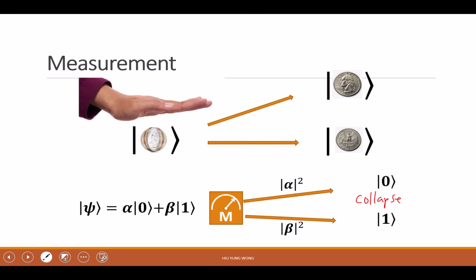Now come back to the meaning of the coefficient. If this represents probability, then the sum of the squares of these coefficients must be 1, because when you do measurement, you definitely get one of the states. So the probability of getting any of these basis states needs to sum together to 1.